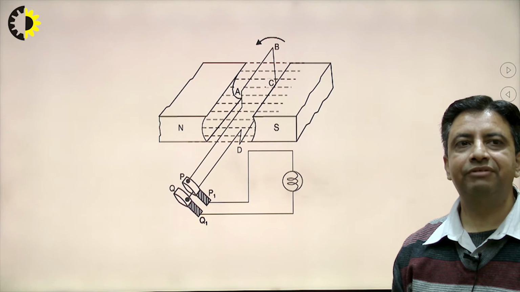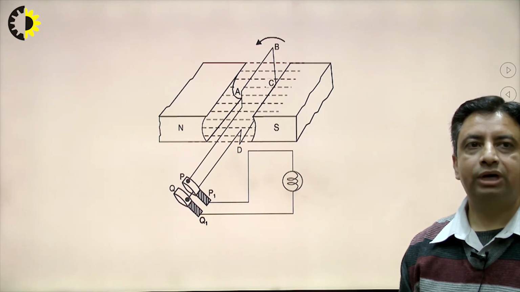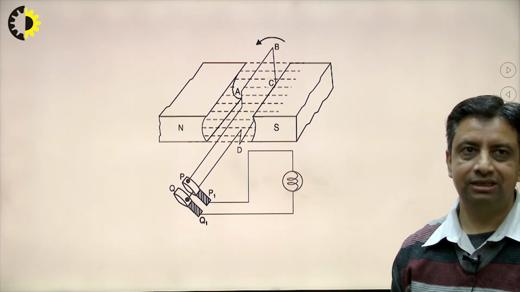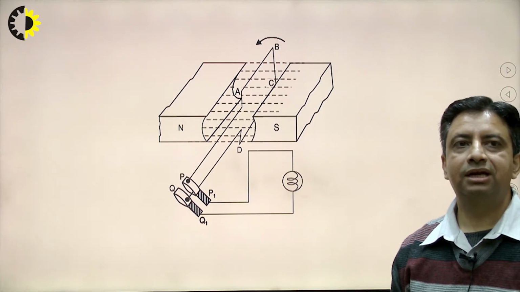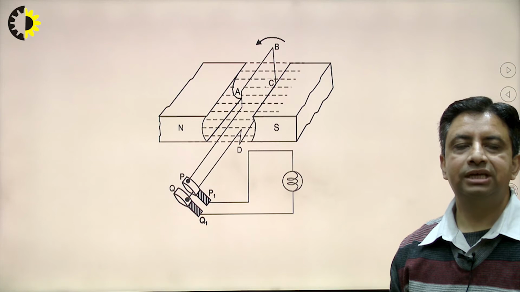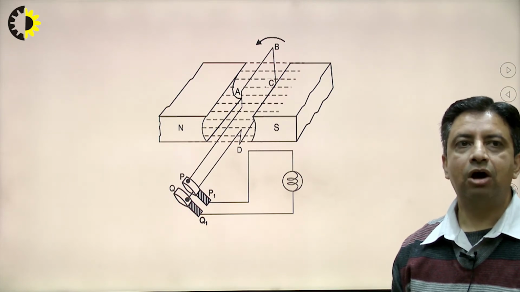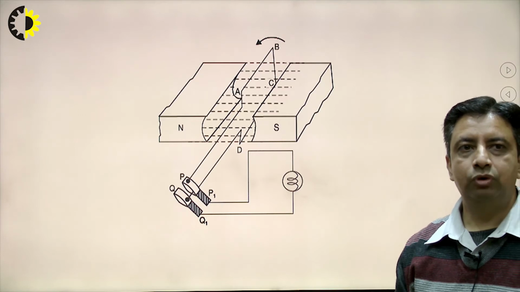In the other way, we can rotate the magnetic field and keep the coils stationary. This particular concept is generally used in large AC generators. This is how we can generate an AC voltage waveform.